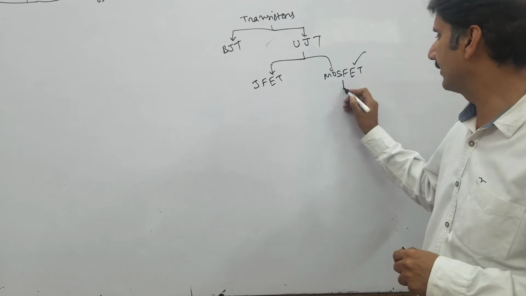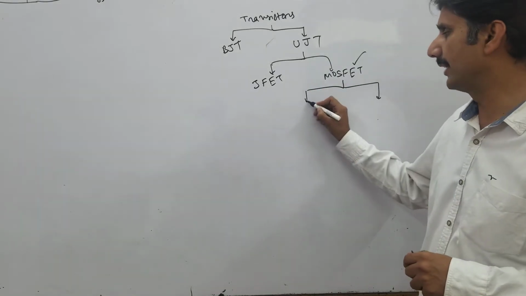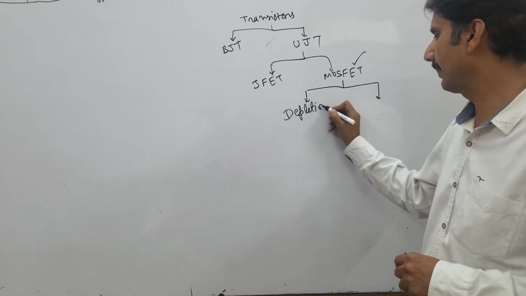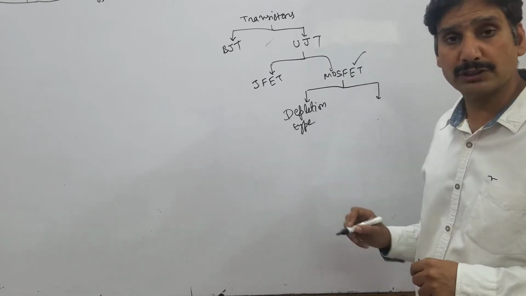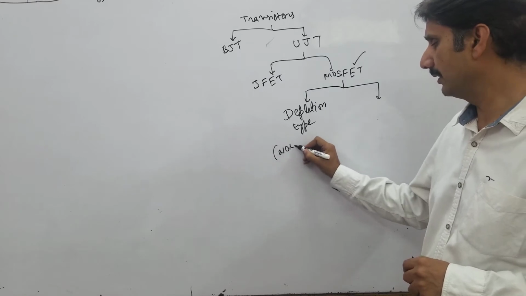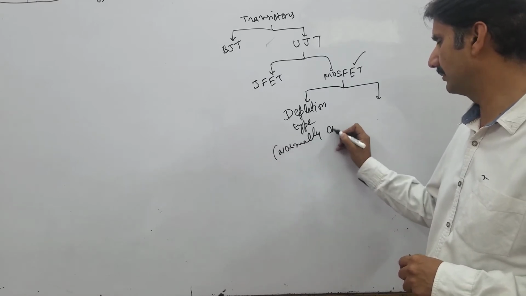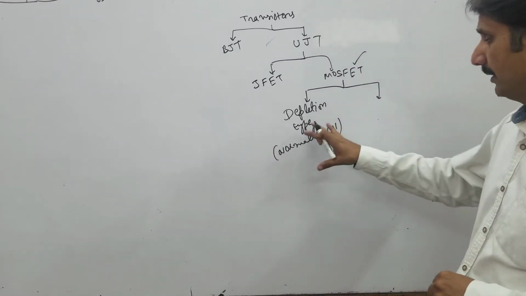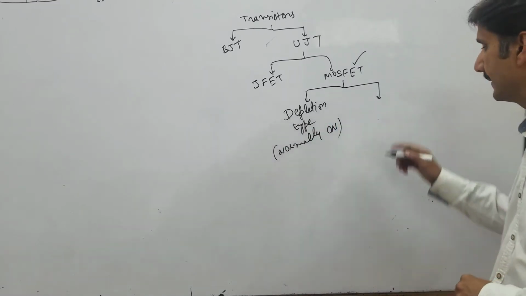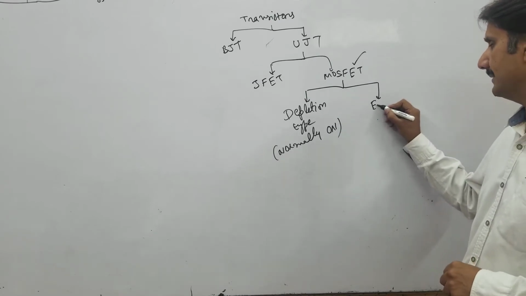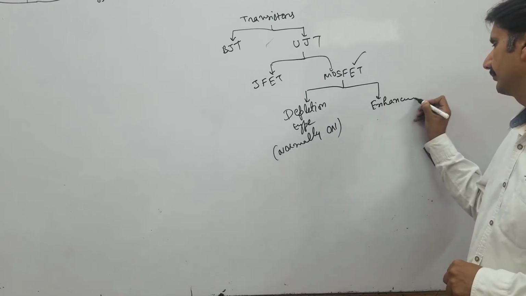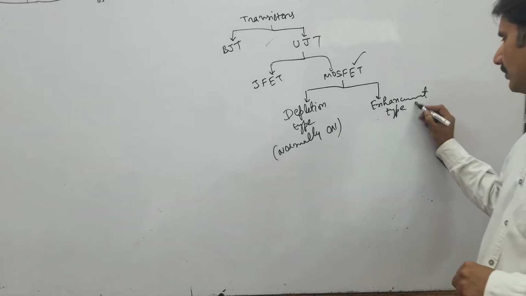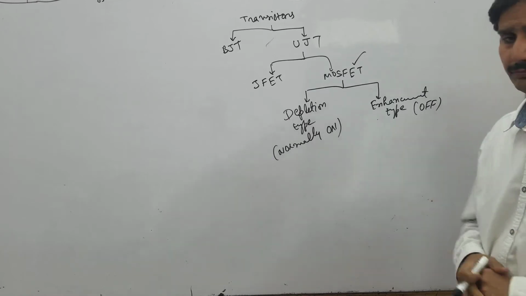MOSFET can be divided into two categories. One is called depletion type MOSFETs, or they are also called normally on. Normally they will remain in on state. Or they can be enhancement type MOSFETs, and they are called normally off.